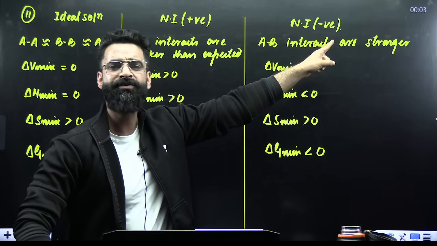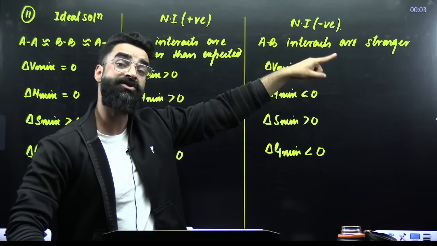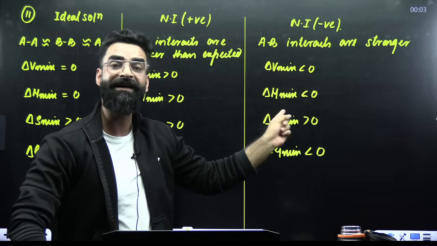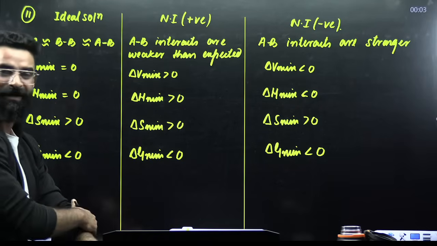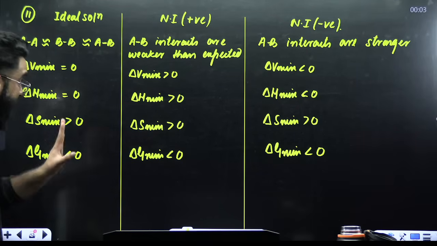Similarly, non-ideal solution showing negative deviation: AB interactions are stronger than expected. Delta V mixing negative, delta H mixing negative, delta S mixing positive, delta G mixing negative. Anything can be asked from this particular table as well. Remember this, okay? And do remember one thing.